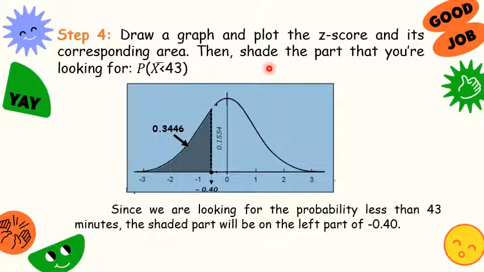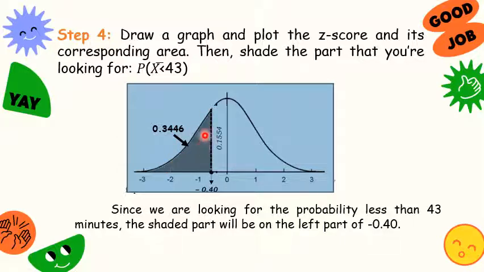Yung ating 43 minutes na value ng ating sample mean, ang corresponding z-score niyan ay negative 0.40. Kaya dun sa ating graph, ang ilolocate na natin ay yung nakuha nating z-score, which is negative 0.40. Kaya nandito siya. And then, ito yung sinade natin kasi ang hinihingi ay less than. So, ano-ano yung mga less than? Siyempre, yung mga nandito sa left side. So, kaya ito yung may shade. And then, yung nakuha nating value sa ating Z table ay 0.3446. So, yun yung value ng ating shaded area.